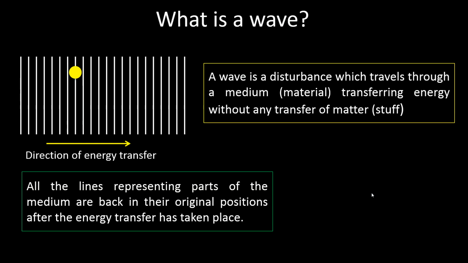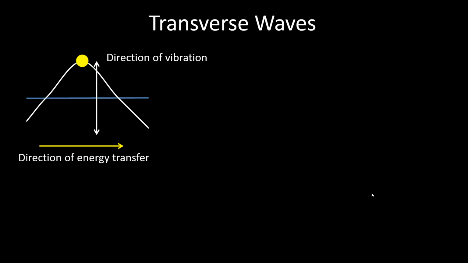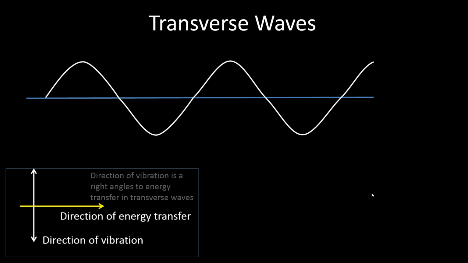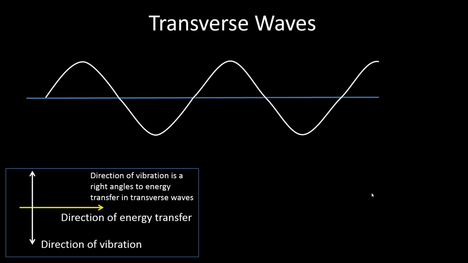So that's what a wave is, and there are two main types which you need to know about, which are transverse waves. And the characteristic of a transverse wave is the direction of vibration is at right angles to the direction of energy transfer. So as you saw there, the yellow dot was vibrating up and down, the energy transfer was to the right.